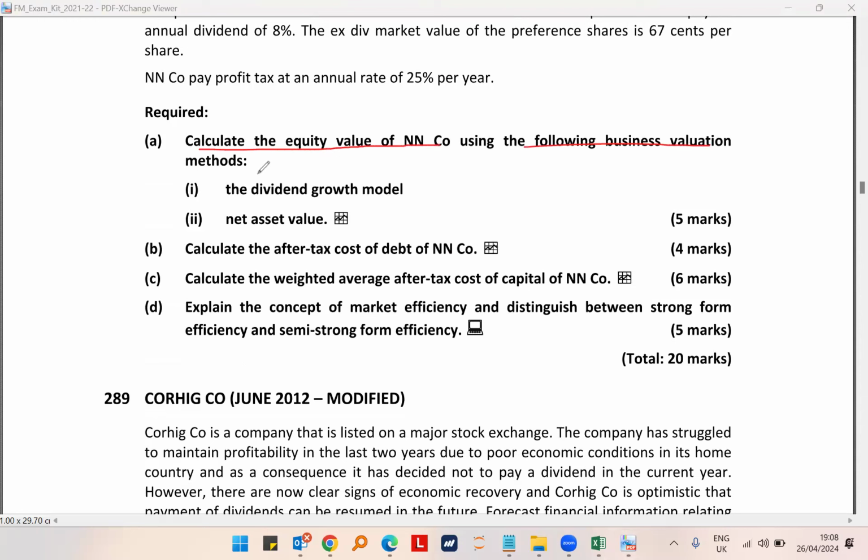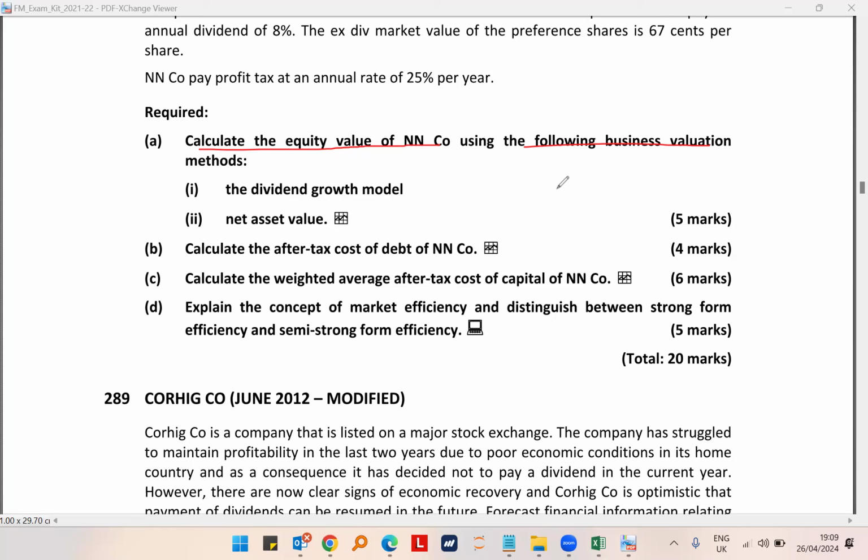They want us to do the dividend growth model, then the net asset model. Then as well, calculate the after-tax cost of debt of NN. Then they want us to also calculate the weighted average cost of capital for NN, and then explain the concept of market efficiency and distinguish between strong form efficiency and semi-strong form efficiency. So these are the requirements that we have.